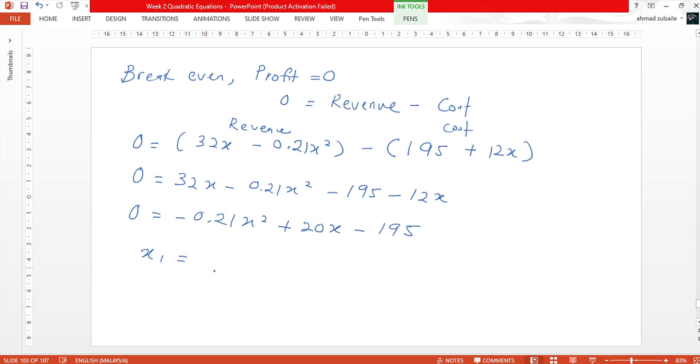If you press your calculator, you will have 84.21143, or rounded to the nearest number, 84. Over here it must be 1000. And then for your x2, that will be 11.0266, or rounded to the nearest number, it must be 11,000. So this is the number of subscribers that we need to break even. So that will be the final answer.